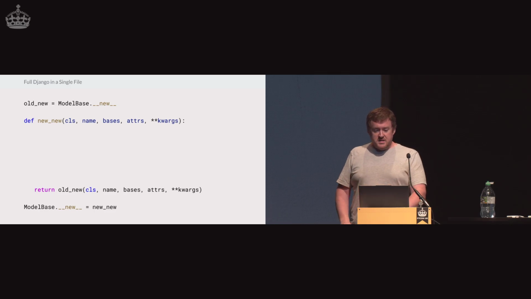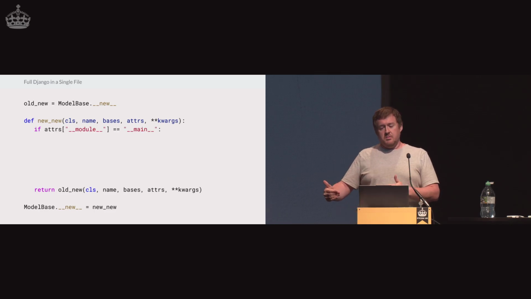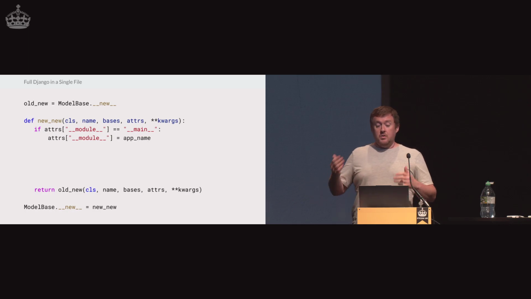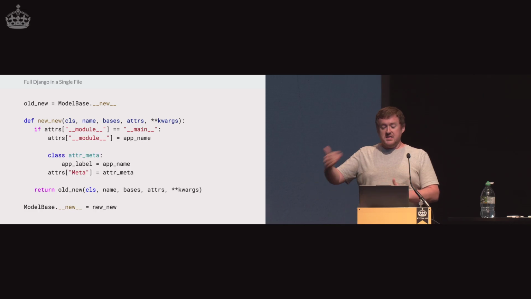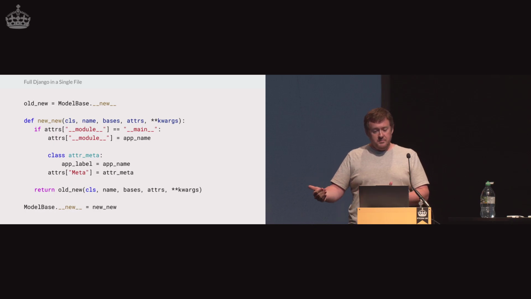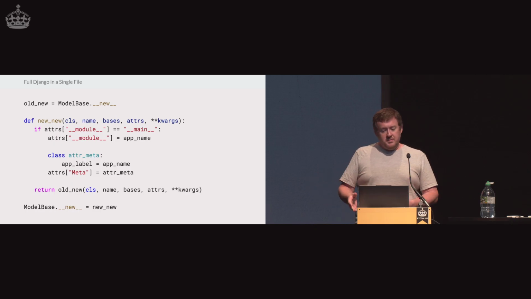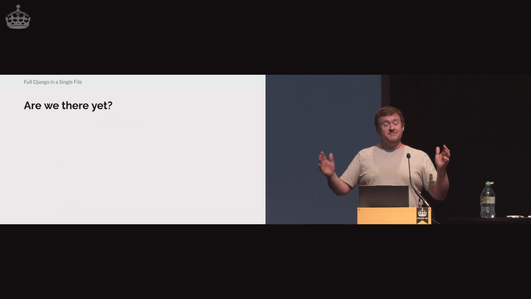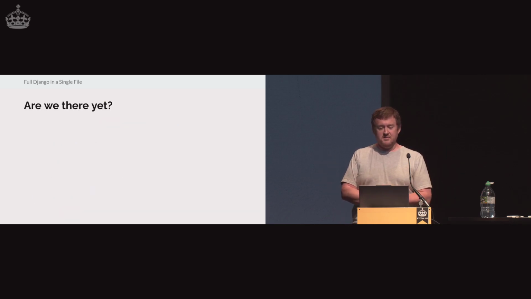So first, we check we're looking at a nanodjango model. We don't want to affect anything else. And we know which ones they are because the module name is __main__. So we can fix the module name. We just change the module to use our app name, the one that's already in our registry. And then we can add a Meta class to the model with our app label. And then we can just call the old method and swap it over on the ModelBase. So we're done. That's it. Django working in a single file.